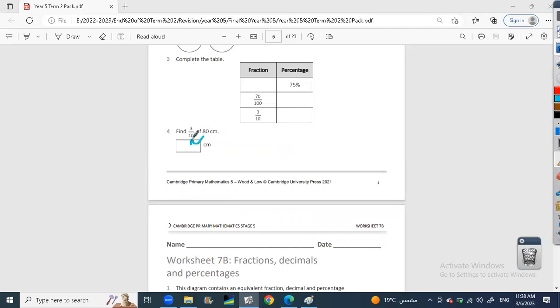What is 80 divided by 10? 80 divided by 10 is 8. After this, 8 times 3. So 80 divided by 10 is 8, multiplied by 3 is going to give you 24. So again, 80 divided by 10 is 8, times 3 is going to give you 24. We divide by the denominator, multiply by the numerator: 24.